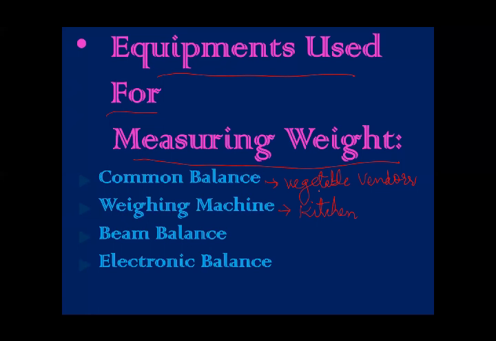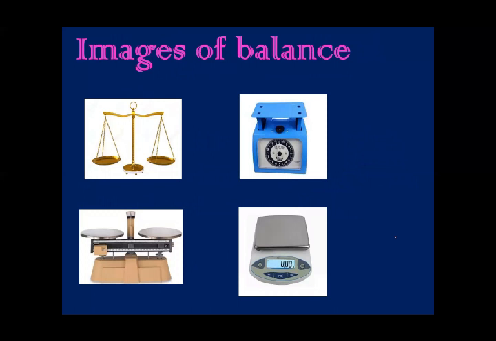Next is the beam balance. Beam balance is a traditional tool to measure weight, details of which will be taken further. Next is the electronic balance. It can be observed in shops with the shopkeepers. The images of these are shown here.